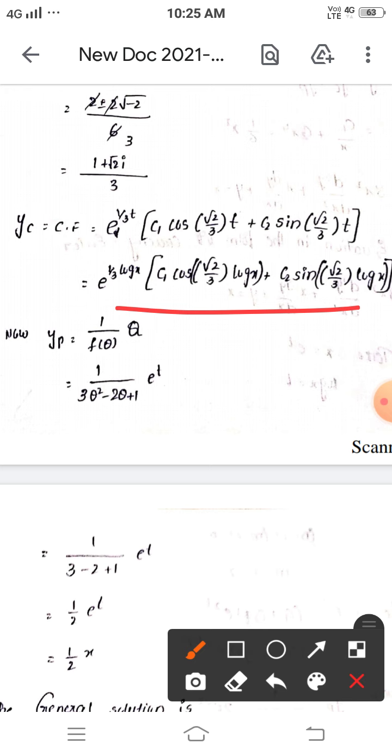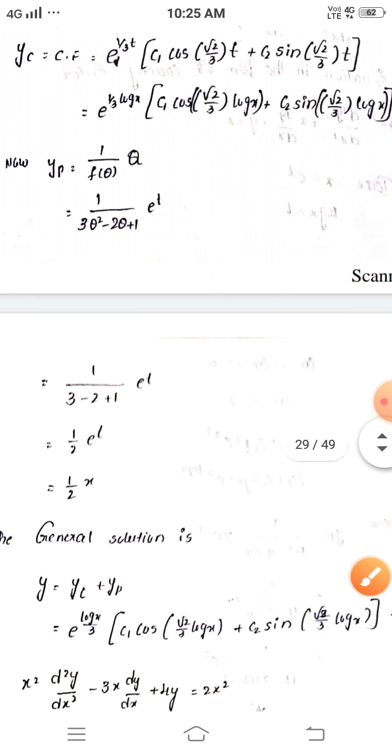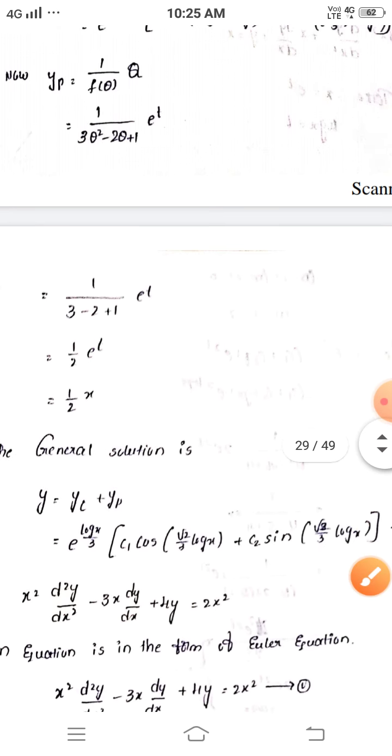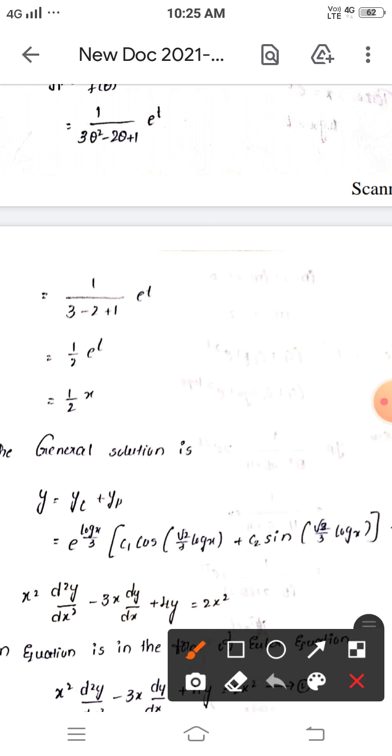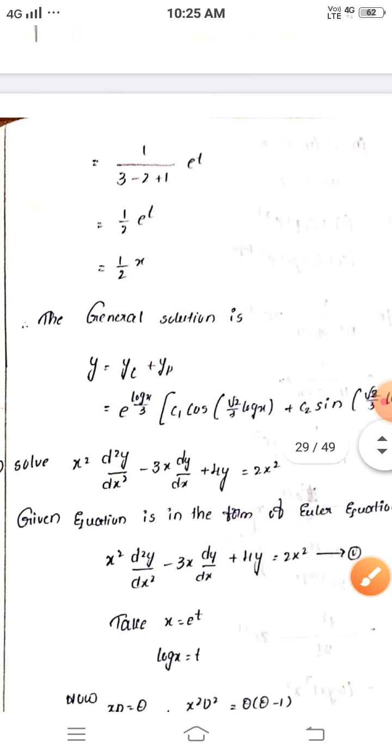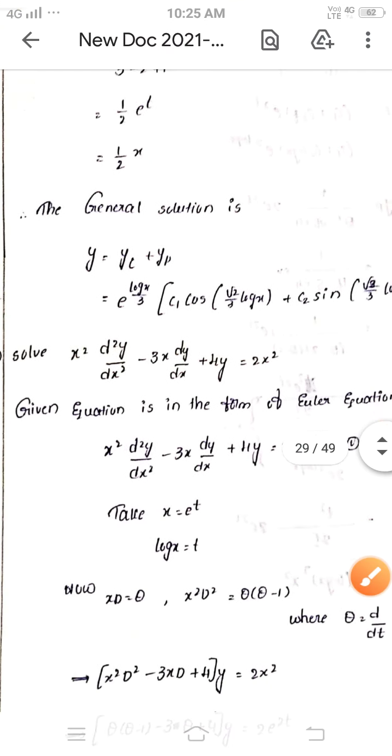After that, the particular integral for that problem is 1 by f of D into Q. Here f of D is 3 theta square minus 2 theta plus 1. It is in the form of e power ax. Here a is nothing but 1. Replace theta by 1, then we have this value. Finally, e power t is replaced by x. This is our initial consideration in this problem. So finally we get the particular integral.